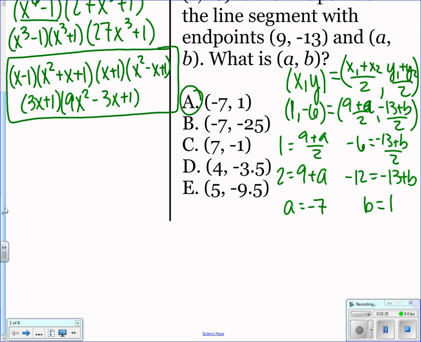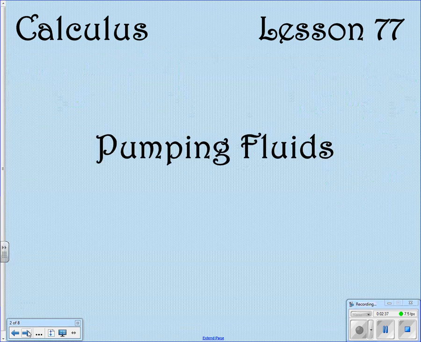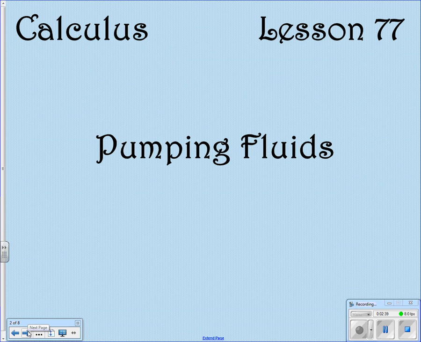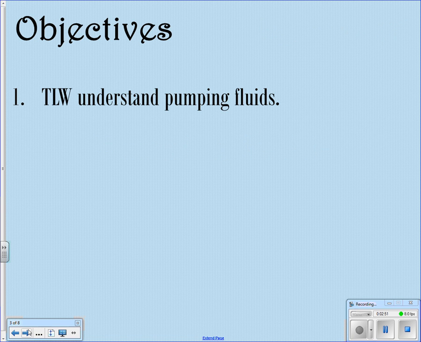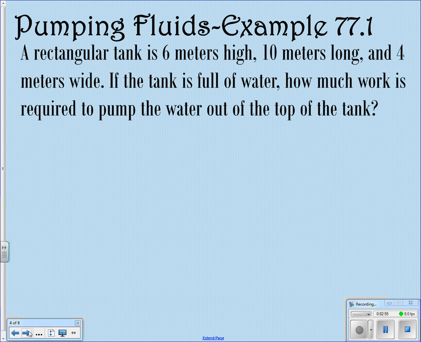Okay, so moving on to lesson 77, we're looking at pumping fluids. So this is related to lesson 74, which was dealing with fluid force. This time we're going to be pumping the fluids out of our tank. So hopefully after this lesson you'll understand how to pump fluids out of a tank. So again, this one is related to lesson 74.